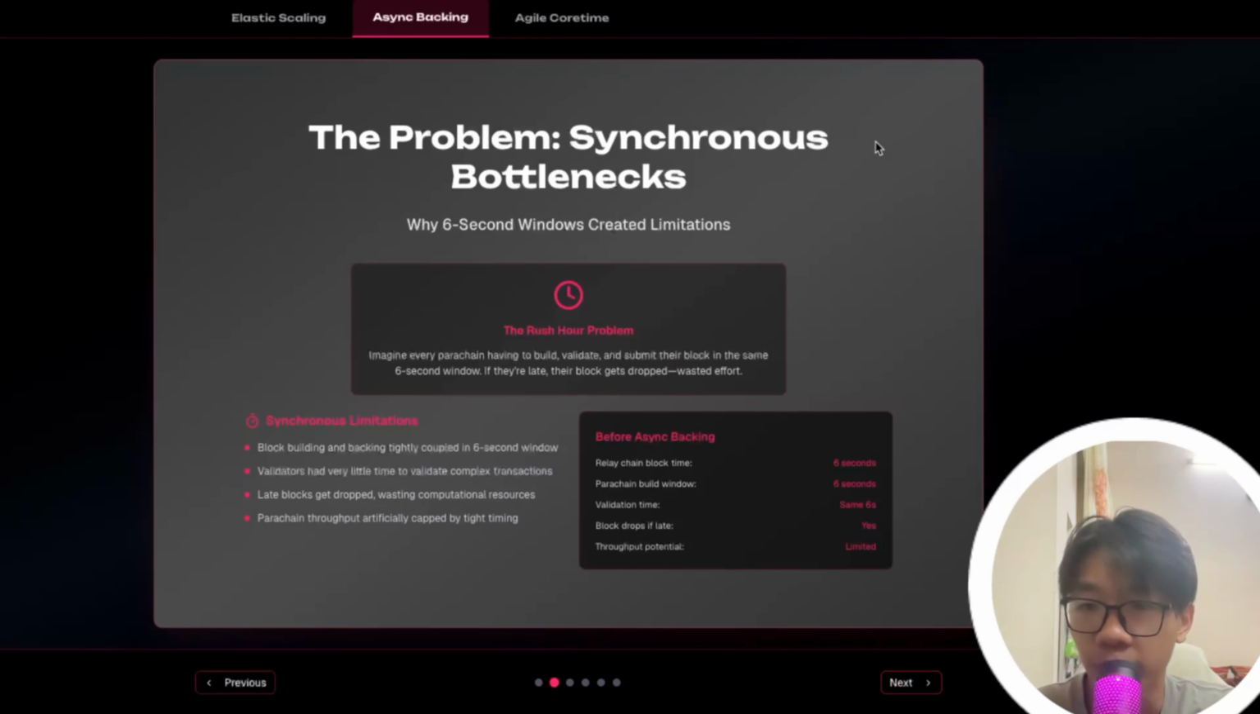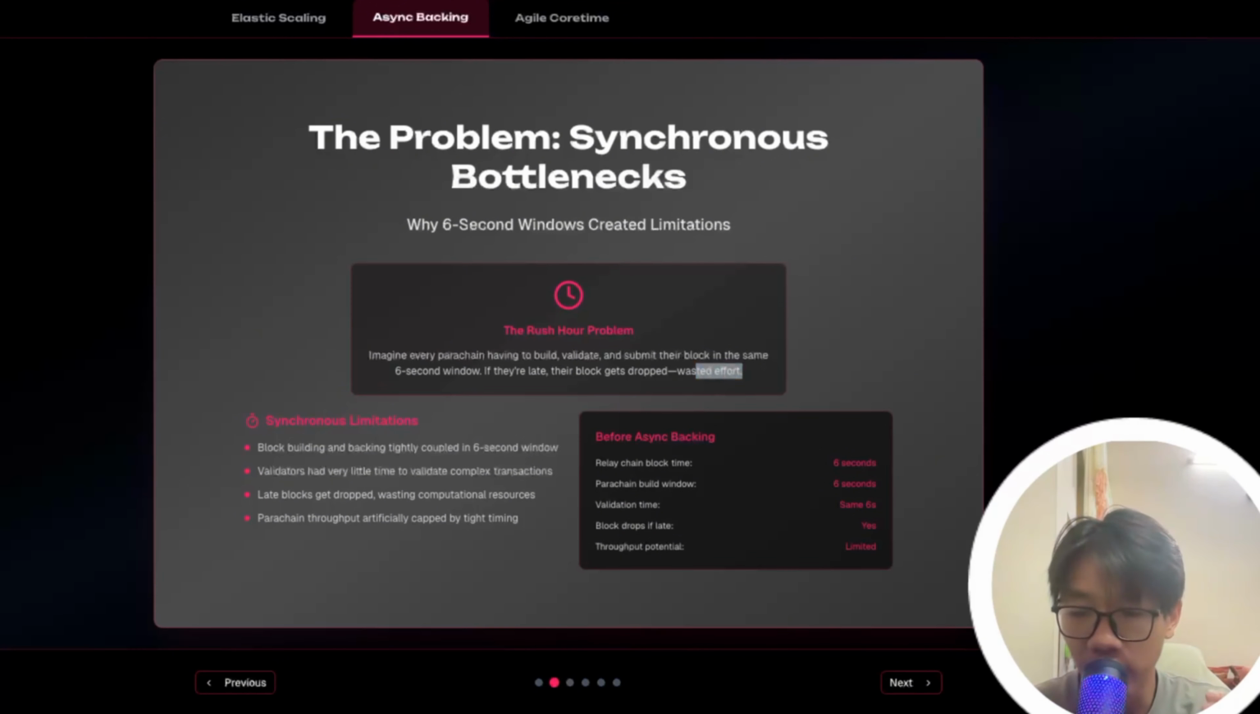Now we have a slide here. We go to the problem page. The problem before we had async backing: we have a synchronous bottleneck. This is also the reason why async backing is important. Why the 6-second windows created limitations for parachains before. So imagine every parachain having to build, validate, and submit their block in the same 6-second window. If they are late, their block gets dropped and the effort is wasted.